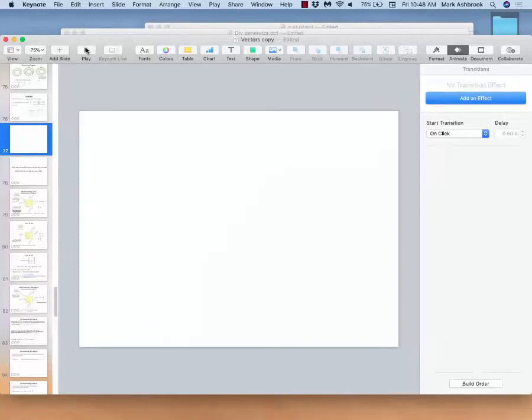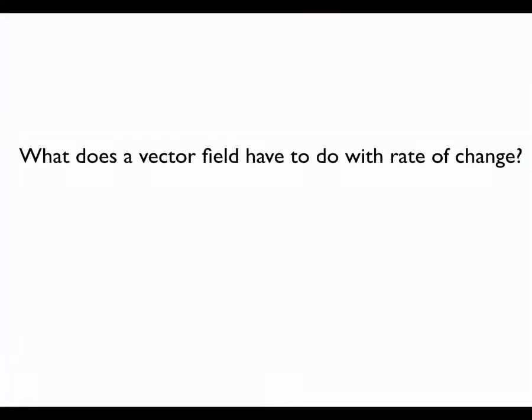So here we go. So question, what does a vector field have to do with rate of change? What does a vector field have to do with rate of change? What's the connection between a vector field and rate of change? Anybody? What do you think?